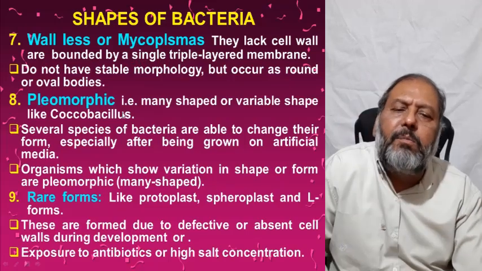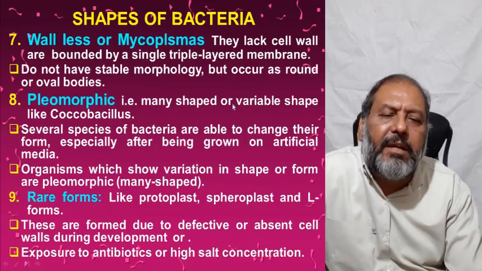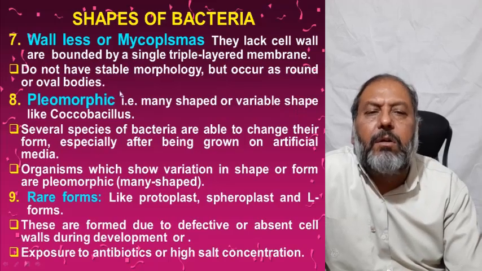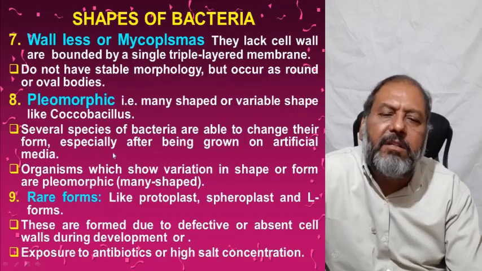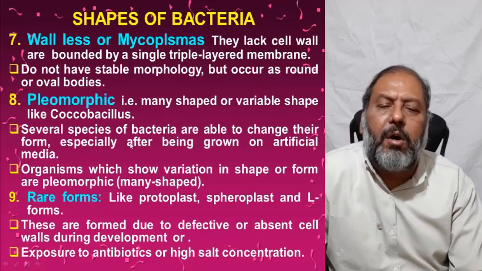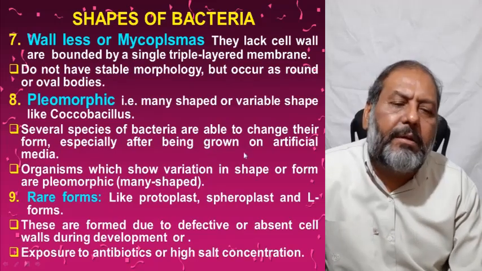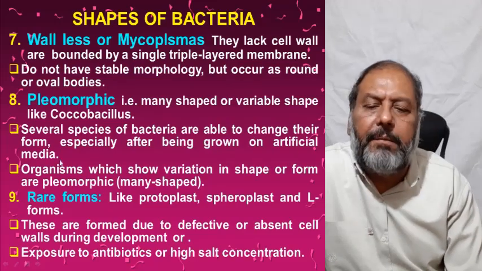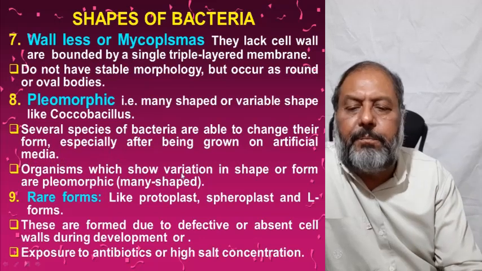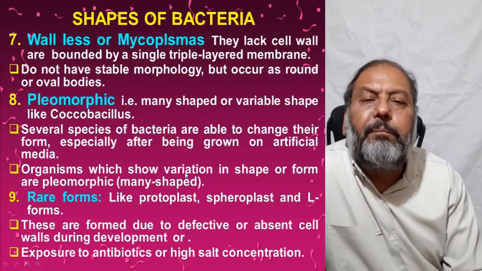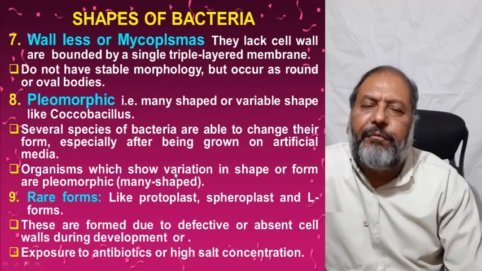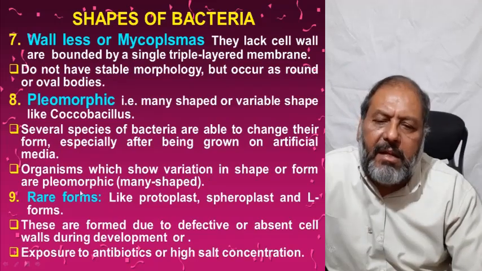Then pleomorphic, which means many shapes, different or variable shapes, like coccobacilli. Several species of bacteria are able to change their form, especially after being grown on artificial media. And these organisms which show variation in shape or form are pleomorphic, and do not have a fixed shape like cocci or bacilli.